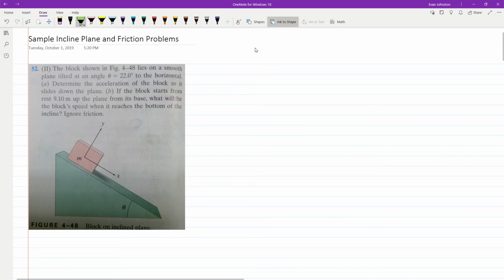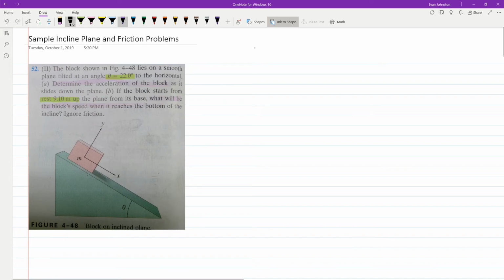So we have a block in this picture here. It's on a smooth plane, angled at 22 degrees to the horizontal. So that's this little theta down here. And we're being asked to determine the acceleration of the block as it slides down the plane. And then if the block starts at rest, so the initial velocity is 0, this far up the plane, what will be the speed when it reaches the bottom? So we know how far it's traveling is 9.1 meters.